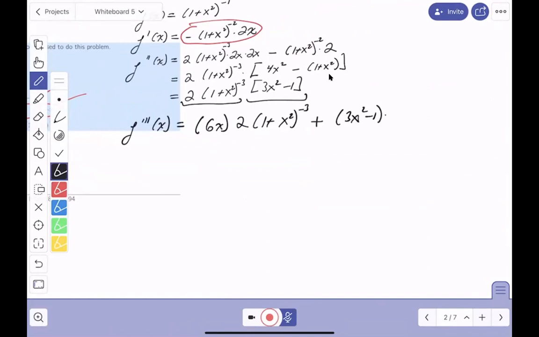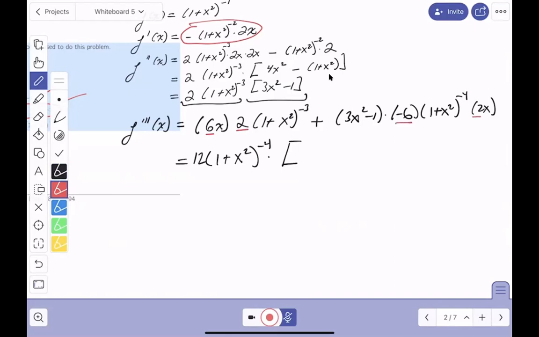times the derivative of that other guy, which is minus 6, 1 plus x squared to the minus 4 times 2x. All right, I gotta be careful here. So I'm going to factor out 1 plus x squared to the minus 4. And I'm going to factor out a 12. I'm going to underline what I'm doing. 12 there, okay? And I said I was going to factor out 1 plus x squared to the minus 4.